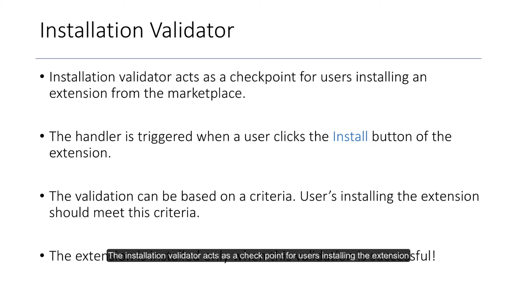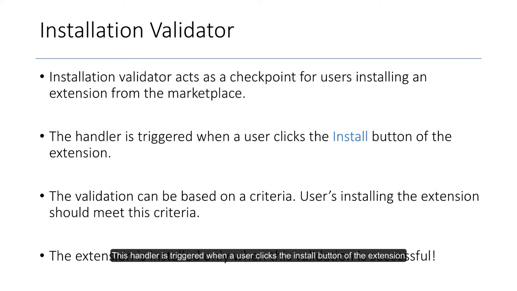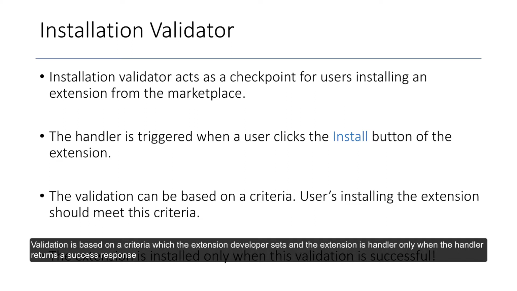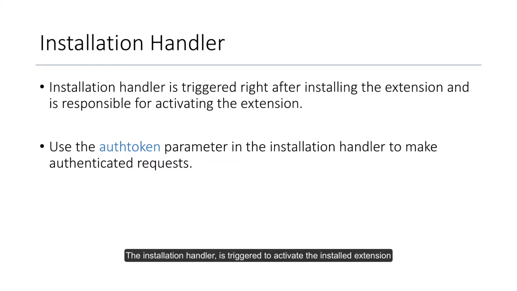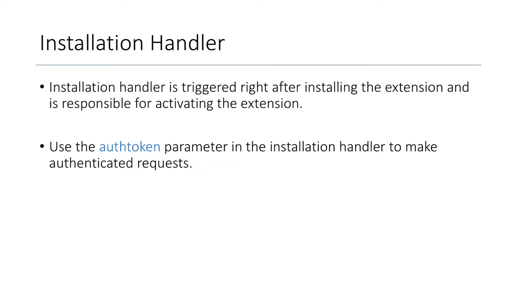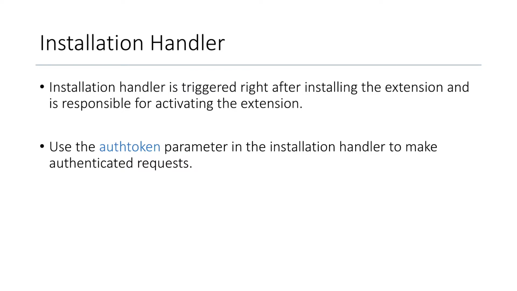The installation validator acts as a checkpoint for users installing an extension from the marketplace. This handler is triggered when a user clicks the install button of the extension. Validation is based on a criteria which the extension developer sets, and the extension will be successfully installed only when this handler returns a success response. And then comes the installation handler. This handler is triggered to activate the installed extension and its components. Use the auth token parameter to make authenticated requests during the extension activation.